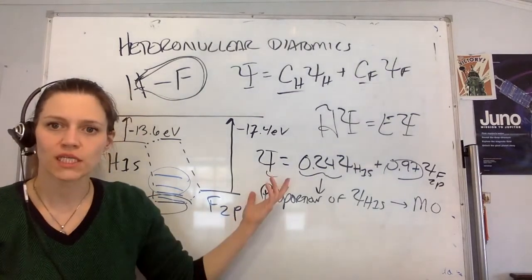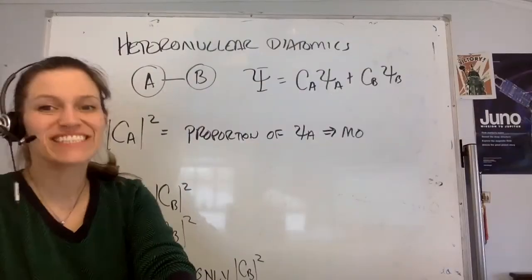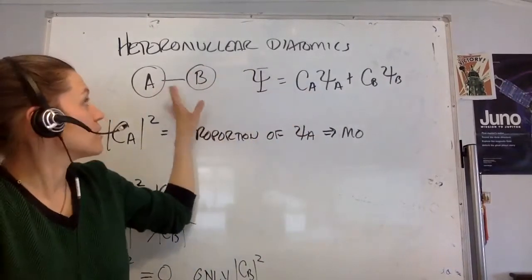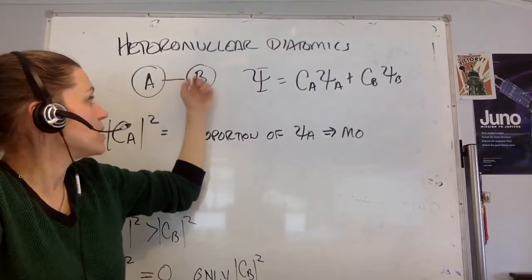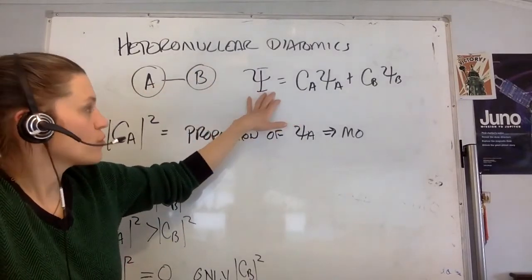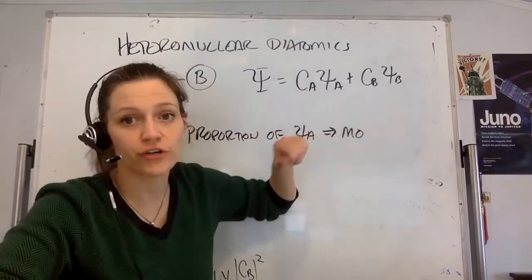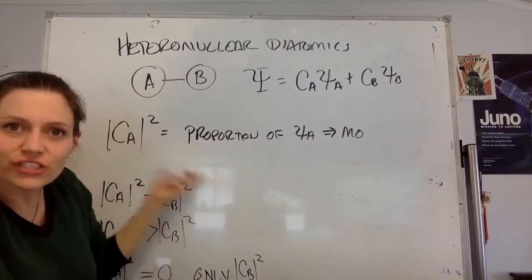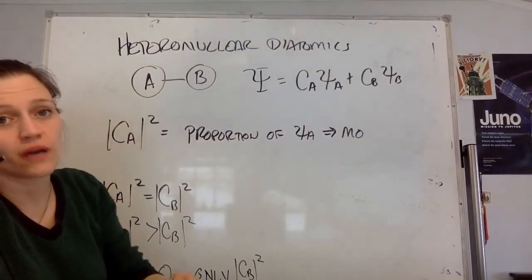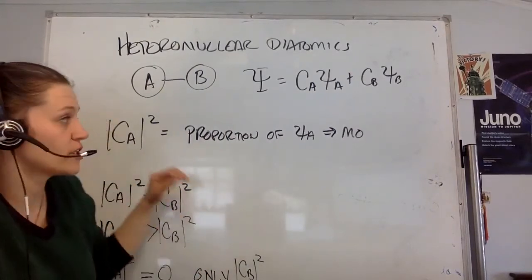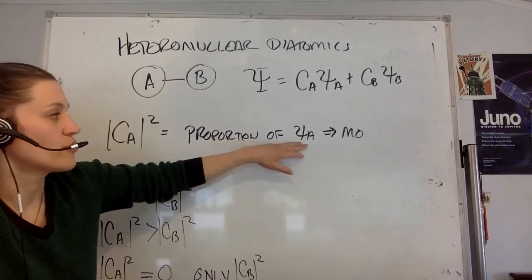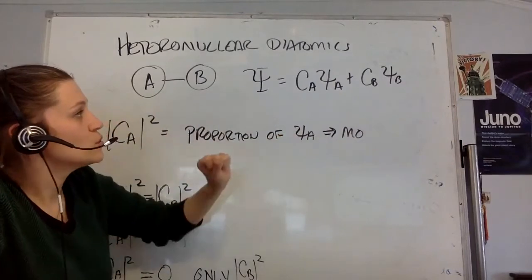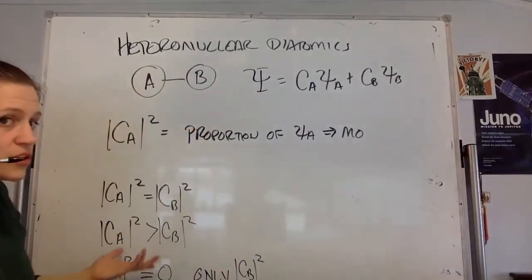Cool. Ta-da. Pause for a second. Hello. So I have now made this easier in terms of erasing. I've made this now generic. You've got some heteronuclear diatomic A and B bonded together, and you've got a total wave function equal to the linear combination with the coefficients in front. Okay, so psi A squared is the absolute value of Ca, the coefficient of A, squared, because remember, we're dealing with probability distributions, so you want to take the square of the wave function. That is equal to the proportion of the wave function of A that contributes to the overall molecular orbital.